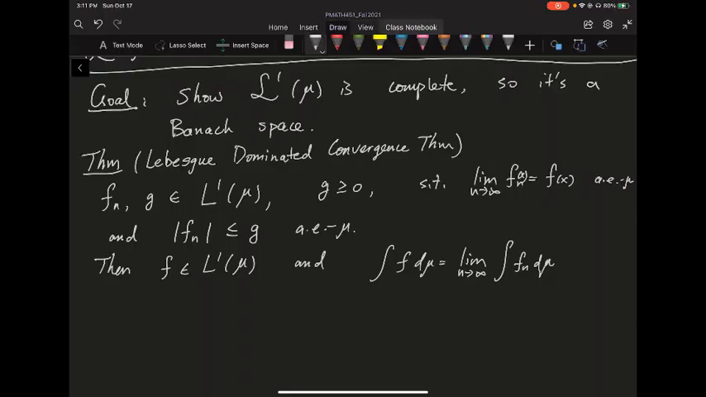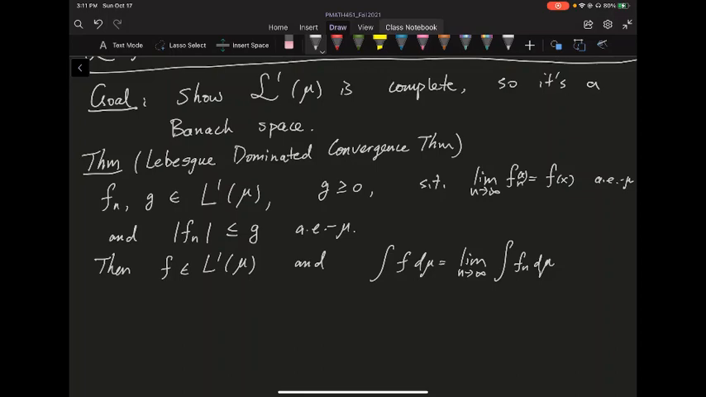The goal of this video is basically to prove the following. I want to show that this curly L1 space, defined as the quotient of the L1 space of all the integrable functions, is going to be complete. From the last video we saw this is already a normed vector space. So we want to show this space is complete under this norm.